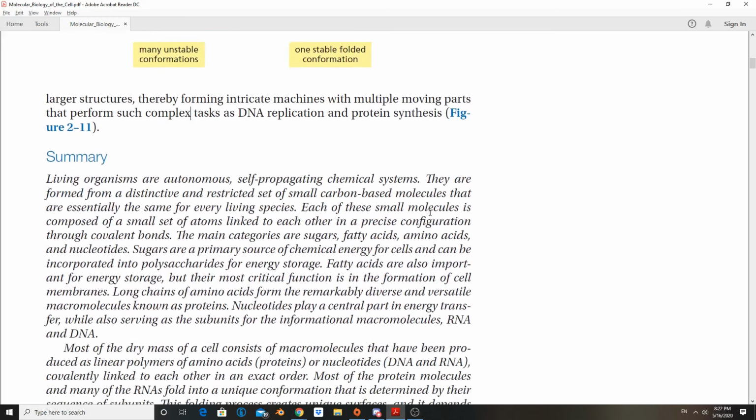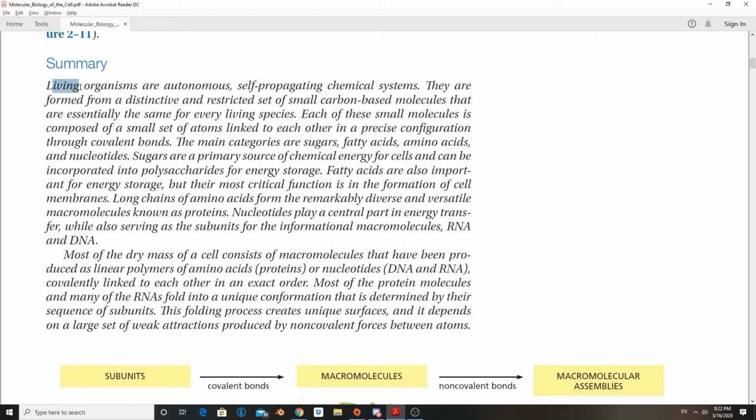So that's it for this video. The summary here just says that living organisms are autonomous, self-propagating chemical systems that form a restrictive set of small carbon-based molecules that are essentially the same for every living species. Each of these small molecules is composed of a small set of atoms linked to each other in a precise configuration through covalent bonds. The main categories are sugars, fatty acids, amino acids, and nucleotides. Sugars are a primary source of chemical energy for cells and can be incorporated into polysaccharides for energy storage.